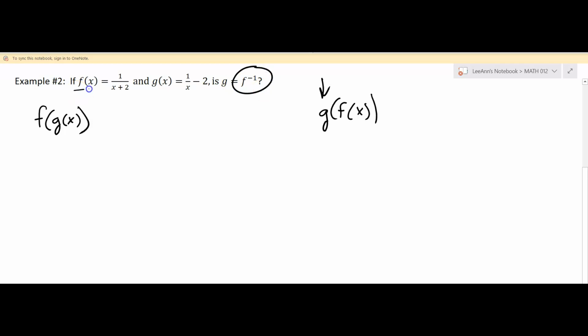We have the function f, and we're going to replace this x then with g of x. So all of that's going to come right in there. And that's going to look like this. 1 over x minus 2 plus 2. Okay, so right here, that's the g of x.